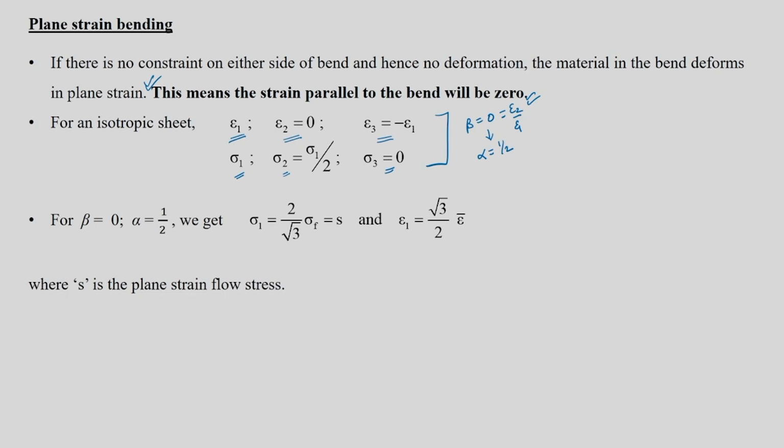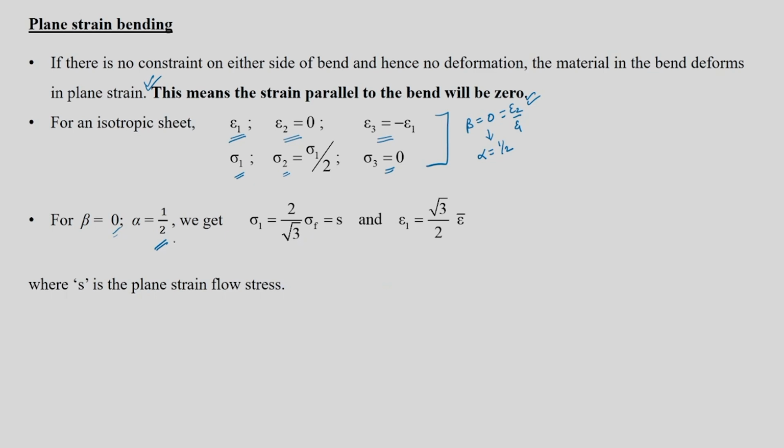Okay. So, now for this particular situation, say beta is equal to 0 and alpha is equal to half, we can relate sigma 1 to flow stress or effective stress, and epsilon 1 to effective strain, using our von Mises effective stress and effective strain equations. I hope we know this. Sigma bar is nothing but square root of 1 minus alpha plus alpha square into sigma 1. So, sigma 1 you will get as sigma bar divided by square root of 1 minus alpha plus alpha square.